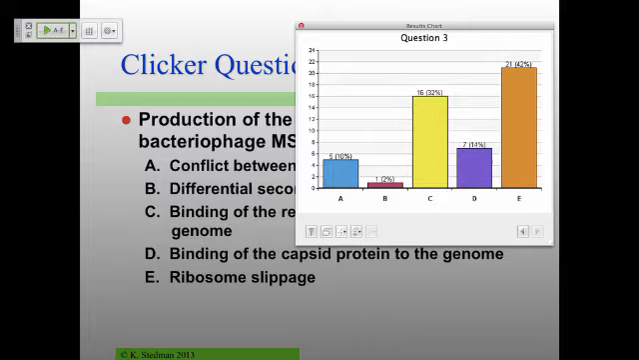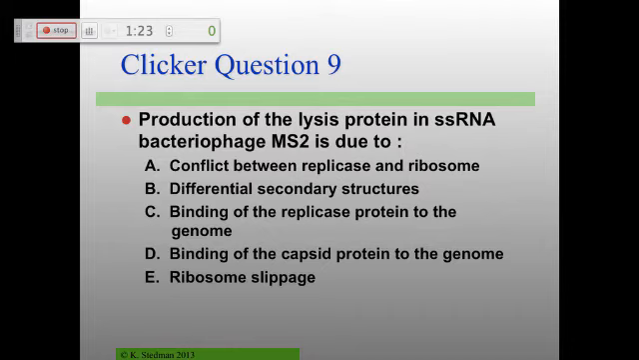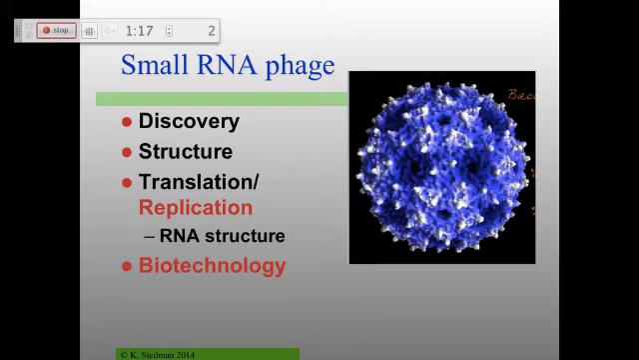Oops, let's actually get that right so it scores you properly. I will post, oops, don't need to start that again. We don't need to do this. Let's hide those results, and move on to just finishing up with the small RNA phage. I'll quit this. We don't need that.